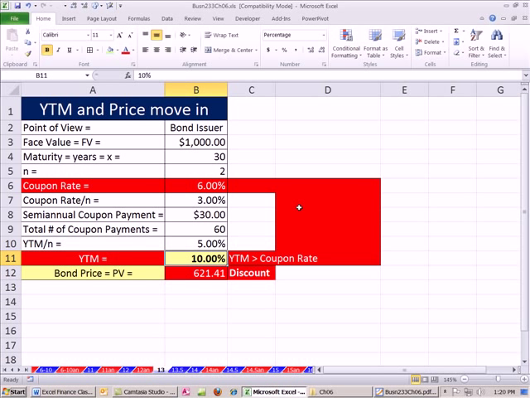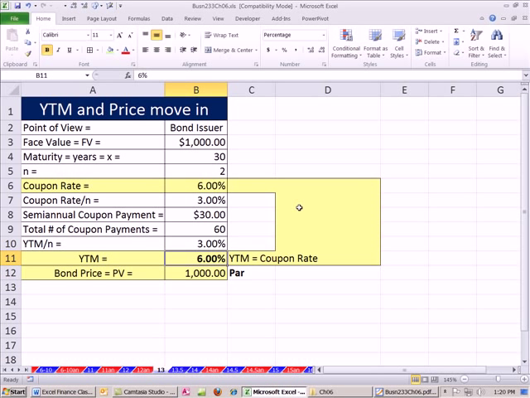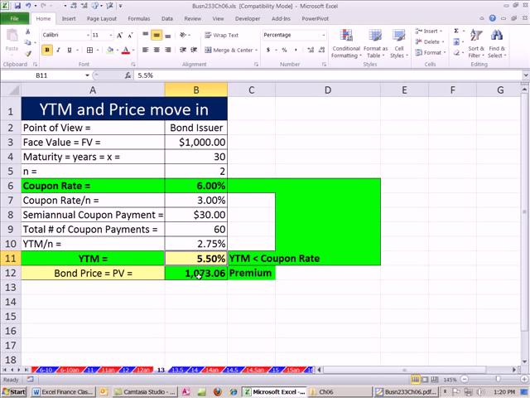All right, now let's go the other direction. Let's go back to 6. Now let's go to 5.5. All right, so price went up a little bit, right? Yield to market is less than the coupon. So we get to sell it at a premium. And the reason why is everybody wants this rate if the market's given a lower rate and we have a coupon of 6. Everyone wants it, so we can charge more.